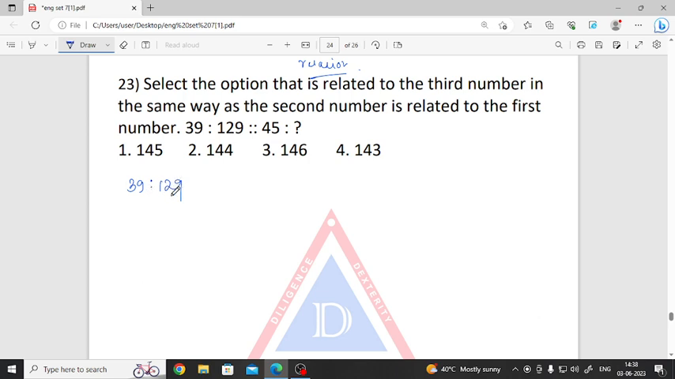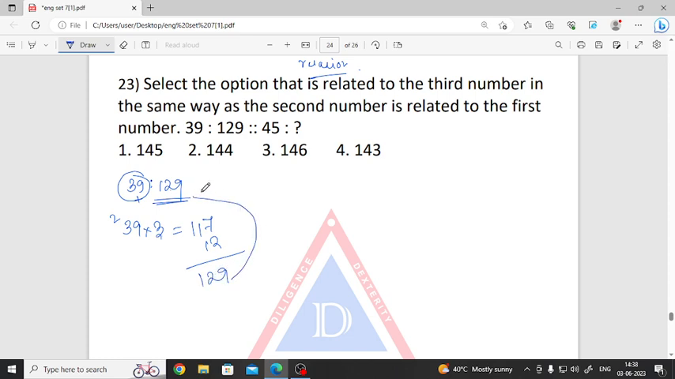If we look closely, 129 is near about 39 times 3. If we see 39 times 3, what is given? 9 3 is a 27, carry 2, 11, 117. And what is given? 129. If we subtract it, we get 12. How does 12 come? If we see 9 plus 3, what is 9 plus 3? It is 12. Answer is 129.